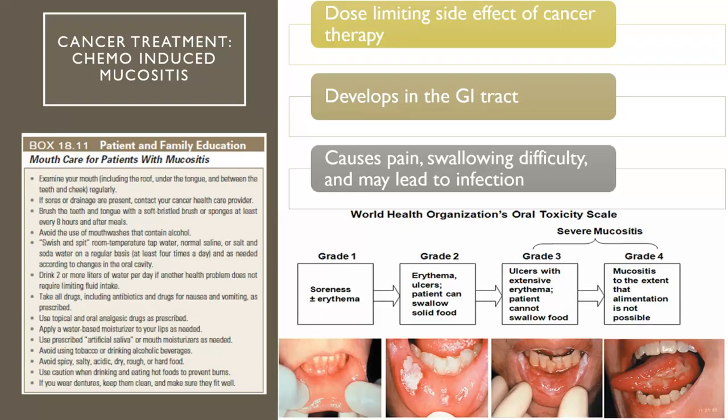It's going to cause pain, swallowing difficulty, and may lead to an infection. You've got lots of yucky bacteria in your mouth. You also have normal flora. When you kill off all the cells, that normal flora overgrows, and you can end up with a fungal infection. And a systemic fungal infection is bad news.